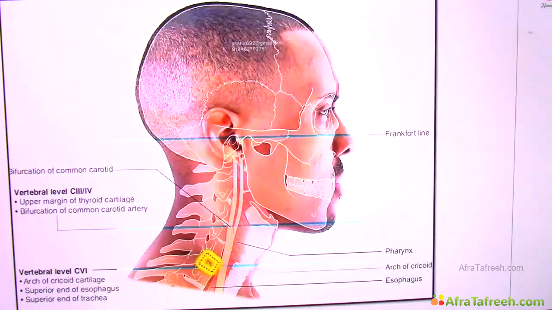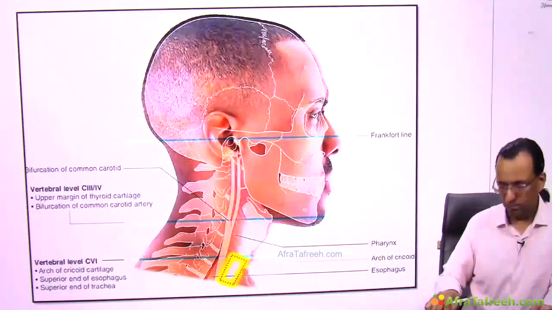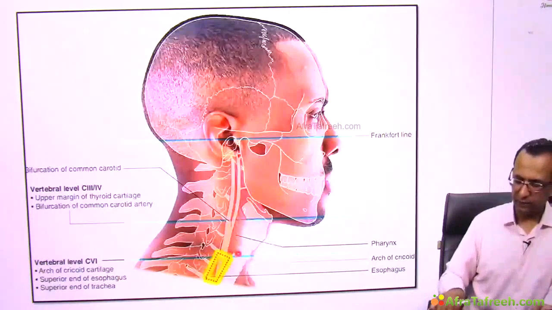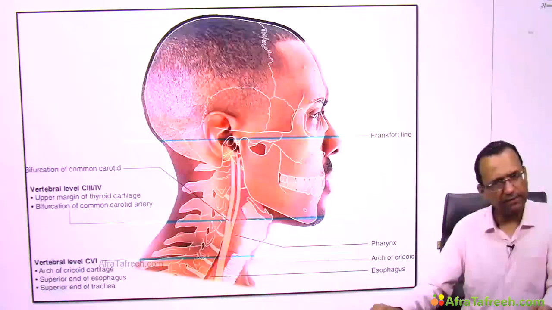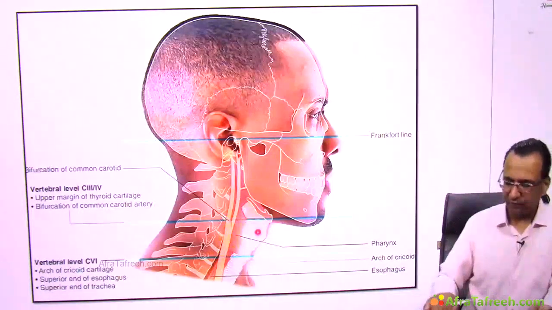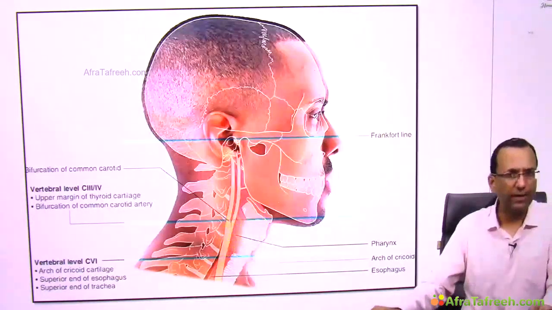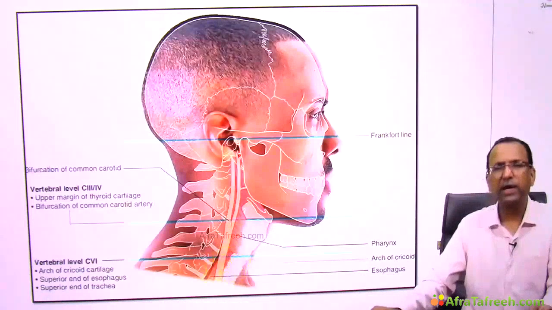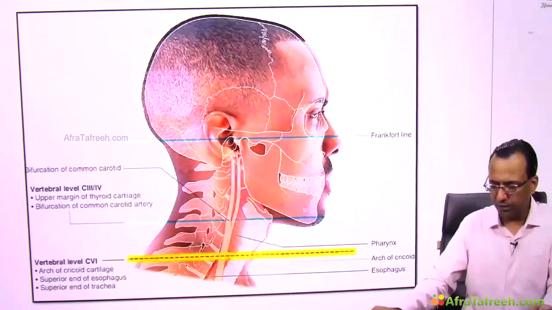Then I'll tell you one thing. This is the beginning of the trachea. Of course, when the larynx stops, the trachea begins. And that is also the beginning of the esophagus. You mean the esophagus begins at the same level as the trachea? Yes. So the larynx and pharynx end at the same level, where the trachea and esophagus begin: the lower border of C6 vertebra.